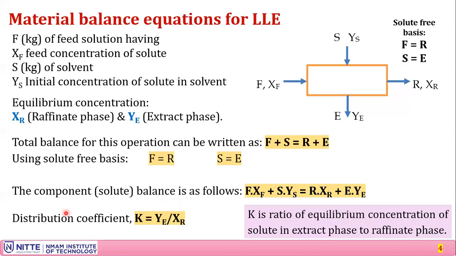In addition to this, we have one more piece of information called the distribution coefficient. This is the relationship between the two equilibrium values. The way you have an equilibrium curve for adsorption, which we call the Freundlich adsorption isotherm, instead of that we have almost a straight line in the case of extraction. So YE is a linear function of XR, and the slope of that curve is K, called the distribution coefficient. So K is the ratio of equilibrium concentration of solute in the extract phase, Y is the extract phase, to the raffinate phase.